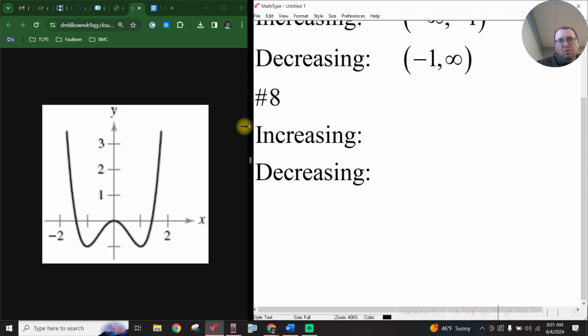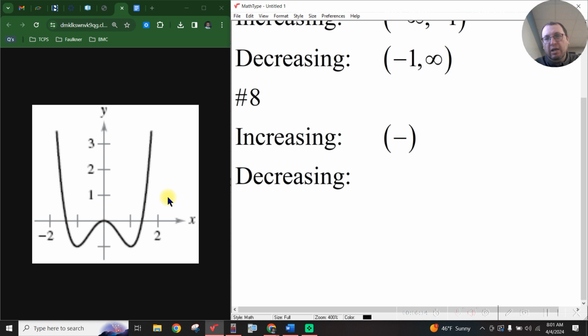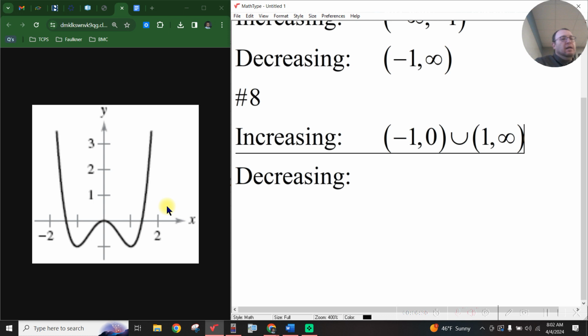Where is this thing increasing? Negative 1 to 0. Look right here: from negative 1 until 0, this thing is going up. And how do I write, you said it a second ago, and from? Union. We can assume this thing has the little arrows on it. So negative 1 to 0, union 1 to infinity. As x goes to infinity, y keeps going up forever. So that's where it's increasing.